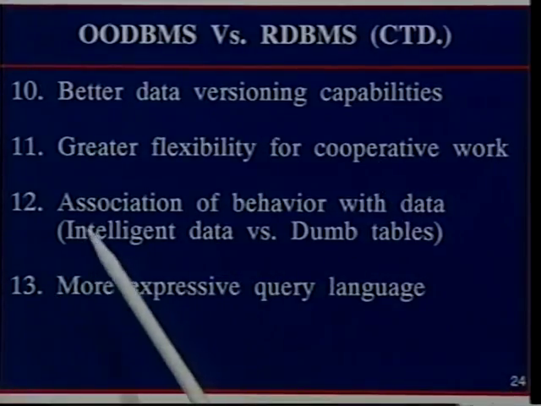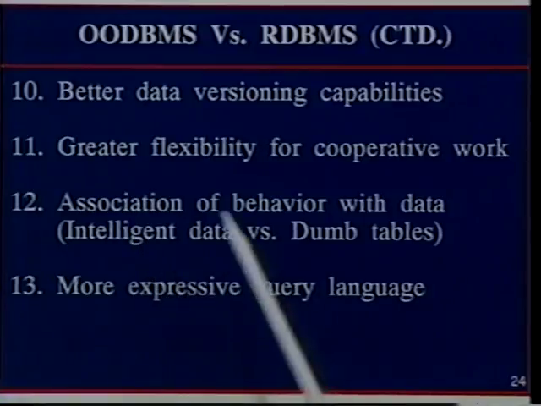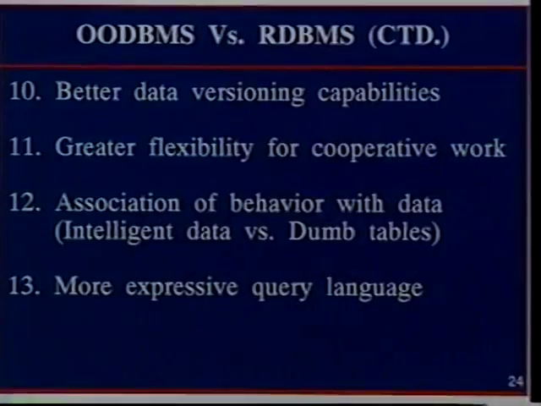In object databases, we have intelligent data versus dumb tables in relational. The relational tables have no notion of behavior. They're really dumb tables sitting there. They're flat files, whereas objects have some structure, objects have some behavior, and you can add intelligence to these objects. The query language in object-oriented systems is much more expressive than the SQL that is generally given with relational databases, and we will see some examples of that. So let's clarify these concepts a little more in the following slides.